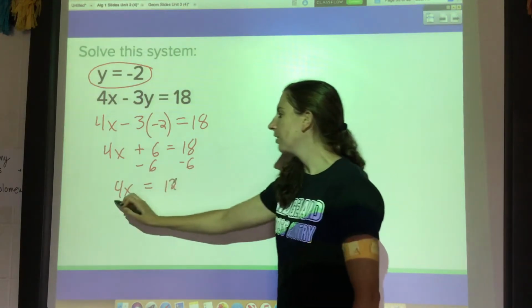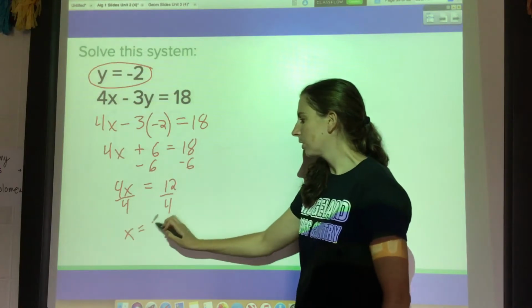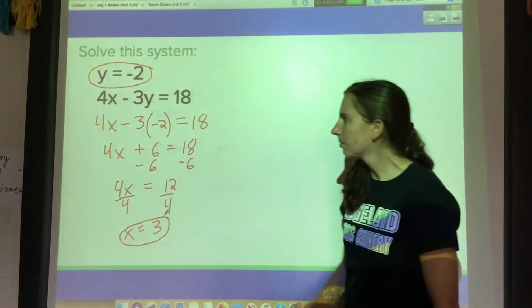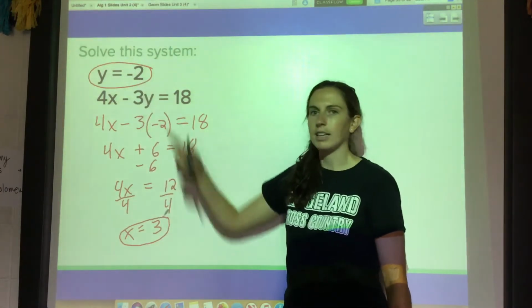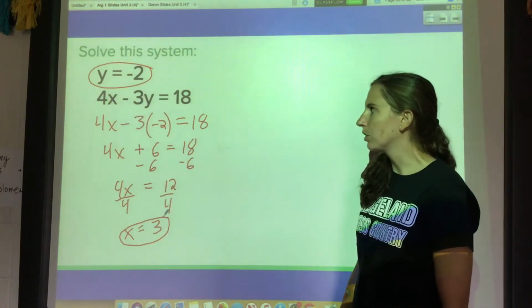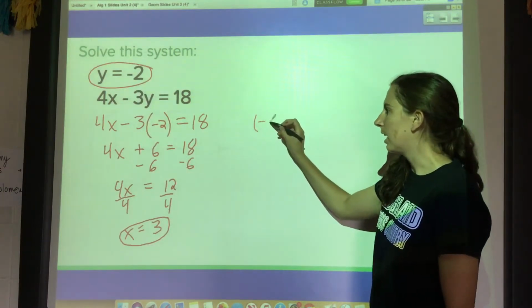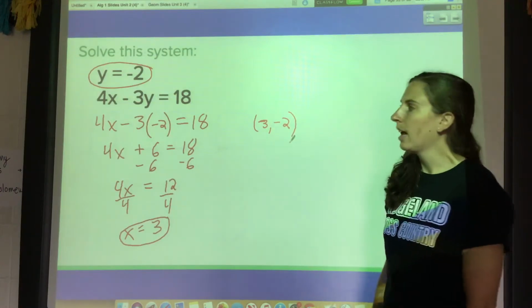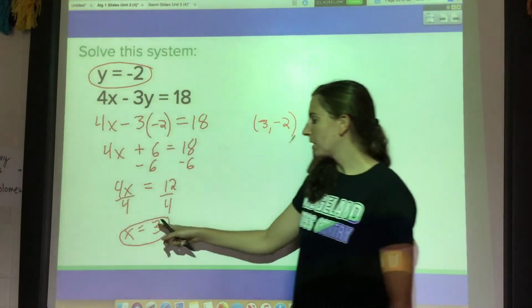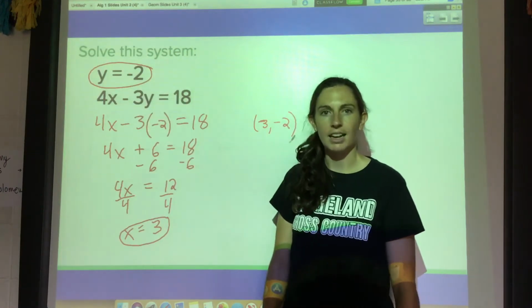4x equals 12, and then divide by 4. And so x equals 3. So my final answer is x is 3 and y is -2. If I were to graph both of these, they would intersect at the point (3, -2), because that's x, that's y. And if I were to substitute in 3 for x and -2 for y, it should give me 18.